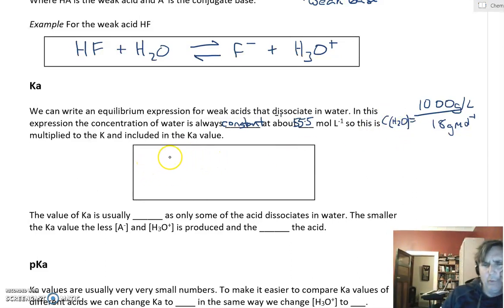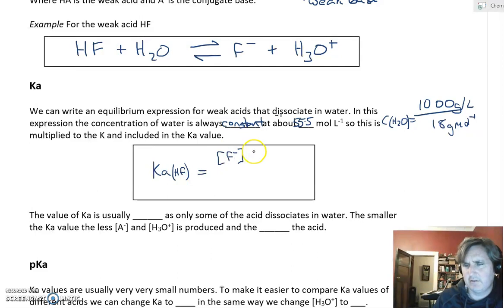So if the concentration of water doesn't change, what we do is we just ignore water and we don't write it in an equilibrium expression. So we're going to put the products over the reactants. If I was to write the Ka for above, so the Ka for HF, it equals our products, F minus, H3O plus, over our reactants. Now, we're not going to put water in here because water is included in the constant in the Ka. So we just have on the bottom the weak acid. So conjugate base multiplied by the hydronium ion over the weak acid.